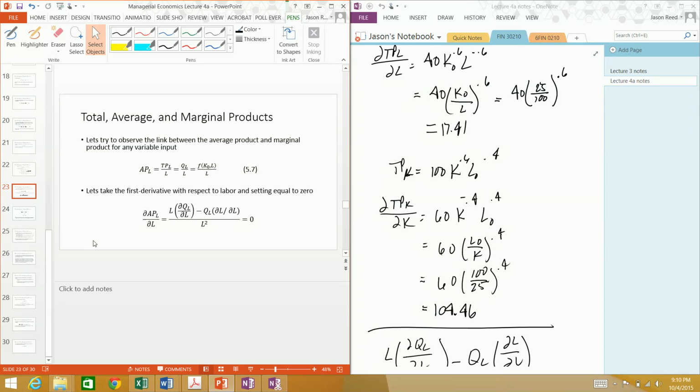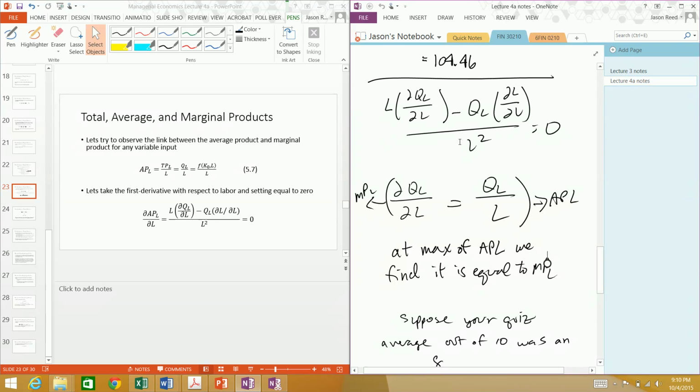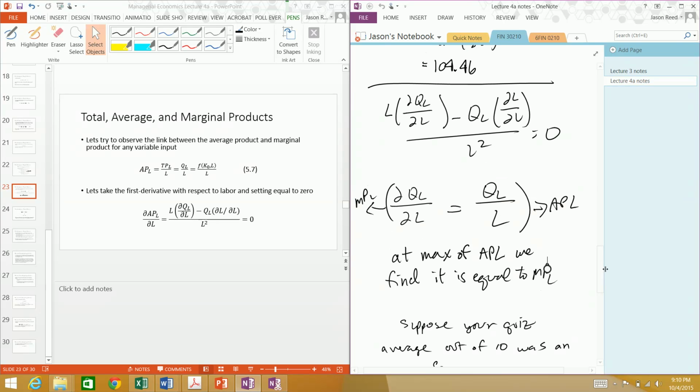Okay, so now we're moving on a little bit to look more at the link between average product and marginal product. We already have our definition of average product, 5.7. Let's take the first derivative with respect to labor and set it equal to 0. By doing so, we're trying to find the maximum point of average product. What we end up getting is a simplified version. Once we set it equal to 0, we're able to get rid of the L squared in the denominator.